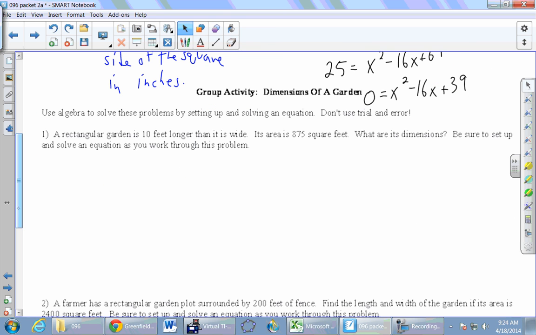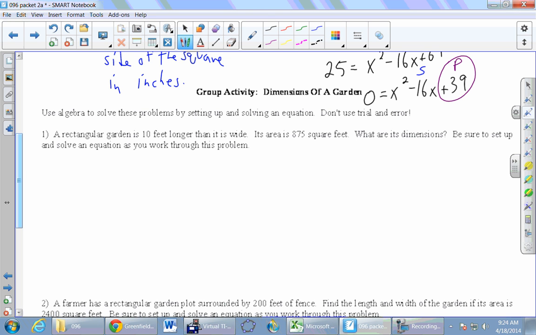Good news is 39 doesn't have all that many factors. So we need the product to be 39, and we need the sum to be negative 16. There aren't many things that go into 39. Victor says negative 3 and negative 13. You guys see that that works? Negative 3 and negative 13 multiply to positive 39, and they add up to negative 16.